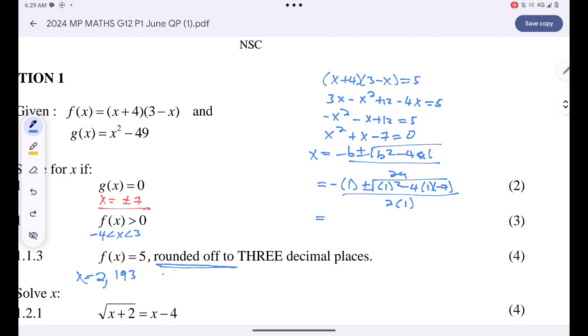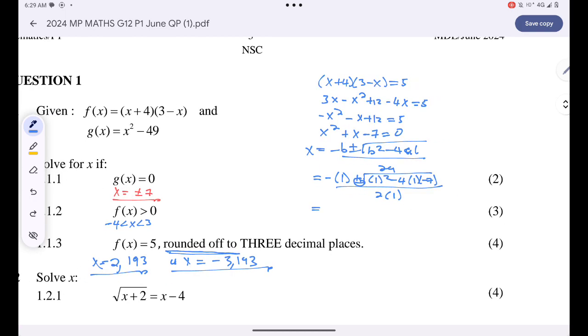The second x value, I just need to use a minus now over there. The second x value will simply be negative 3.19193 as well. So these are my two x values.